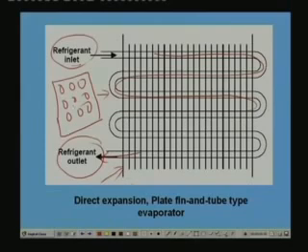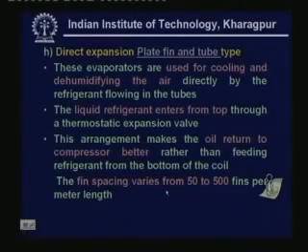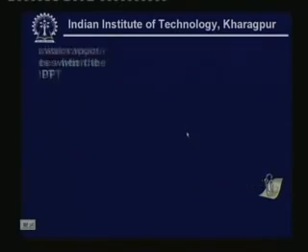And here the air which flows over the tubes and fins gets cooled as it comes in contact with the evaporator surface, and depending upon the surface temperature it may also get dehumidified, okay. That means both the temperature as well as the moisture content of air may reduce as the air flows through this kind of an evaporator, okay. And as I said, normally the fin spacing varies from 50 to 500 fins per meter length.